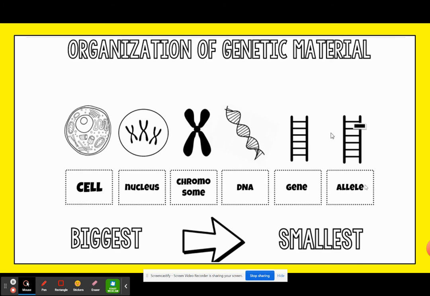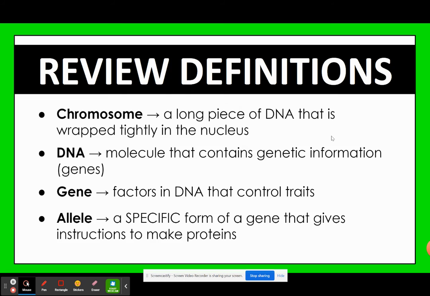And then the allele, that's when we get really specific, right? It's a specific form of a gene. So everyone has eye color genes, but maybe somebody has a blue eye color allele or a brown eye color allele, right? That's where we start getting our differences.